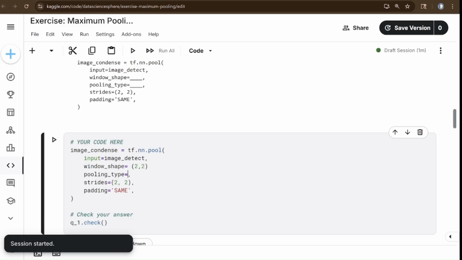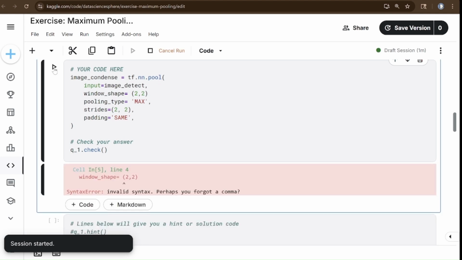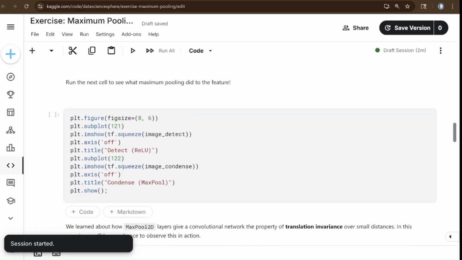And what is the pooling type? I told you there are different types of pooling. So here we are taking max pooling. So we will write max. Now let me run this. Okay. Now run the next cell to see what maximum pooling did to the feature.